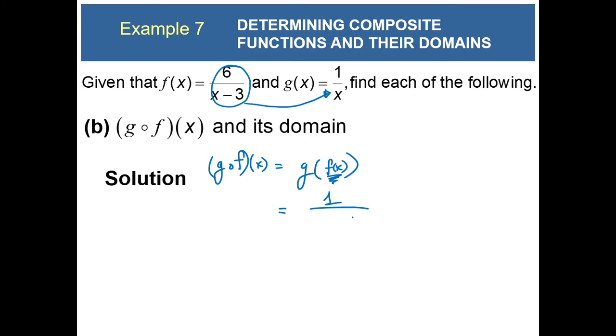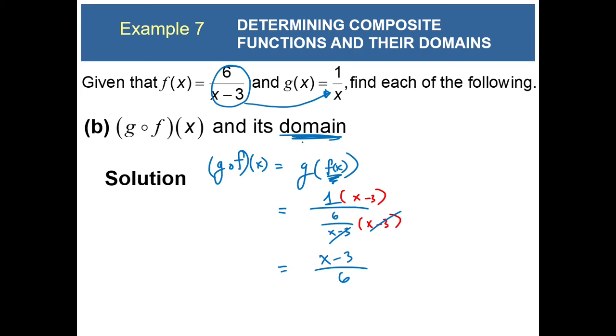This gives us 1 divided by 6 over x minus 3. I can simplify this expression by multiplying the top and bottom by x minus 3. We'll multiply the top and bottom by x minus 3. And this gives us x minus 3 on the numerator, and the denominator is just 6. So here's our function g of f of x.